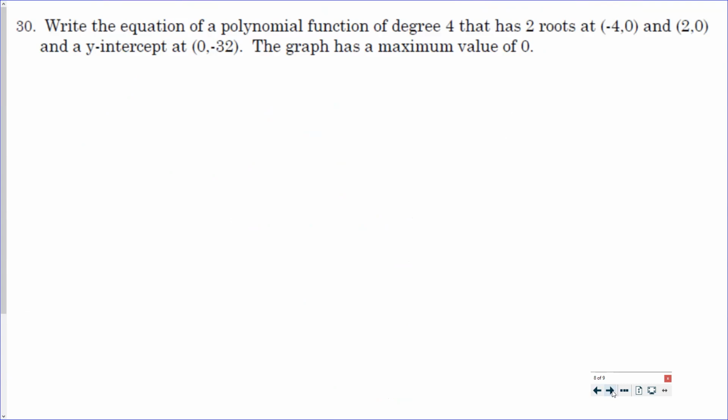So anytime you have problems similar to this, you always want to draw a picture. If you don't draw a picture, you're not going to get it right. It's going to be kind of hard to visualize what's actually happening. So always draw a picture. I'm told I have x-intercepts at -4 and +2. And I also have a y-intercept at -32. So I'm going to go ahead and plot these points.